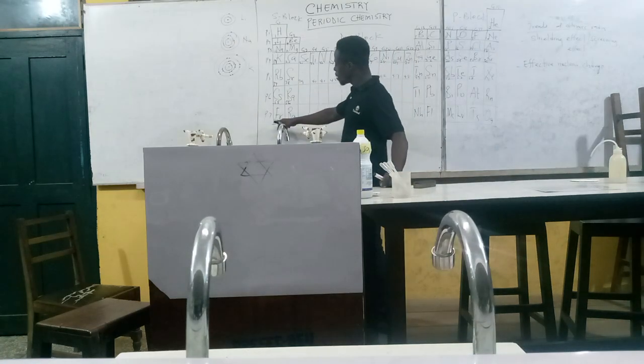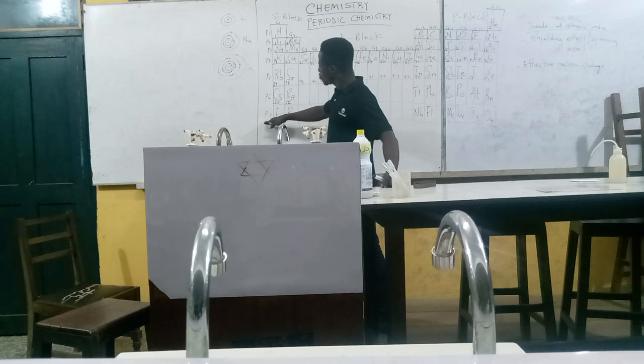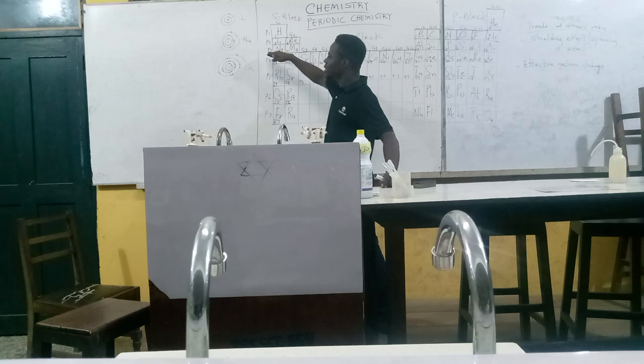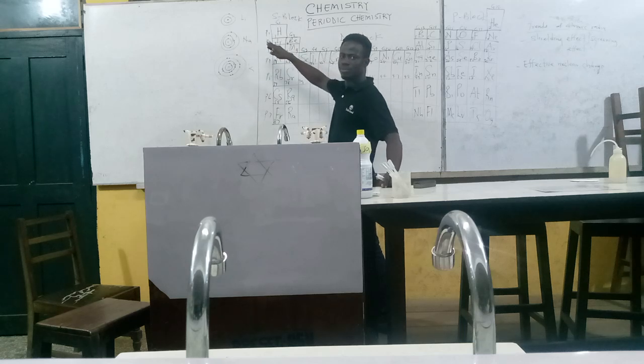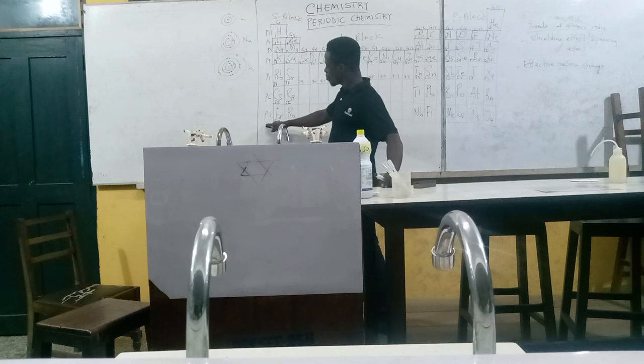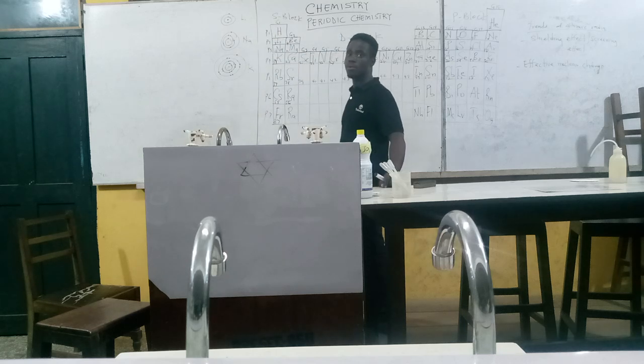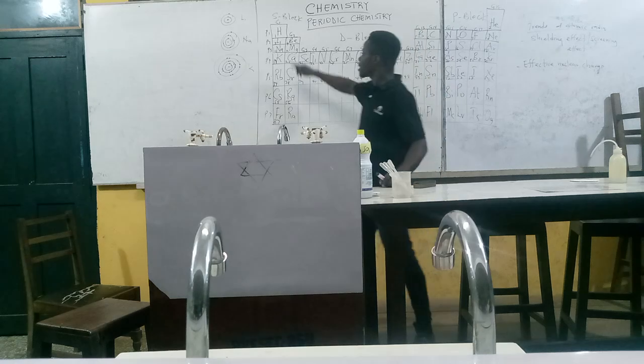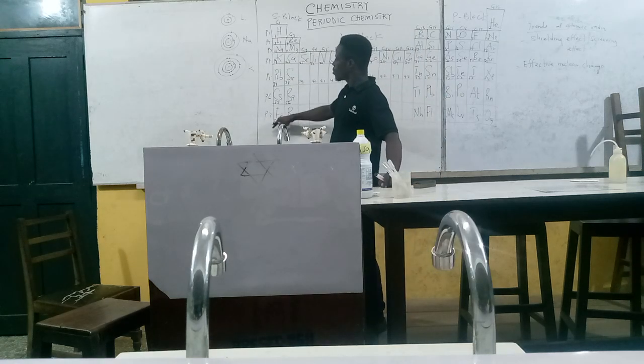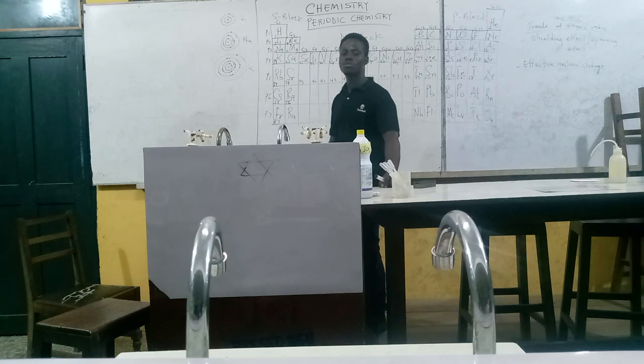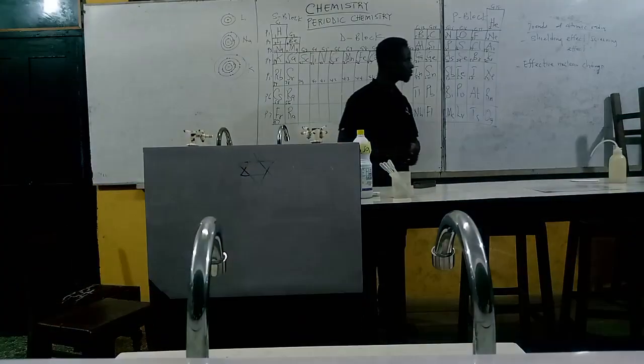So you can see when I'm moving from bottom to top of the periodic table, what is happening to atomic size? Atomic size decreases. Decreases means from the highest to the smallest. So whilst I'm moving from bottom to top on the periodic table, atomic size decreases. But whilst I move from top to bottom, or down the group like this, atomic size increases from the smallest to the biggest. Take note of that.